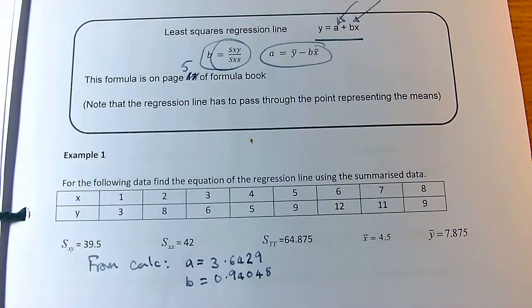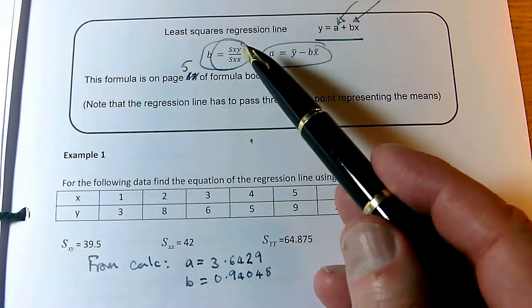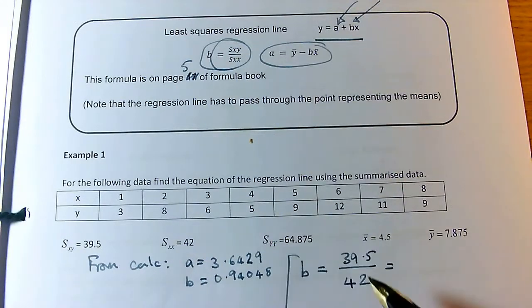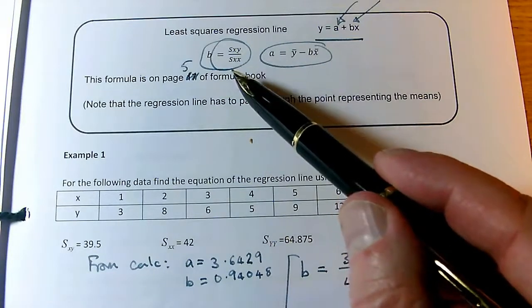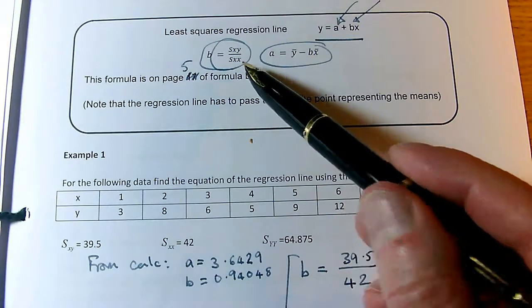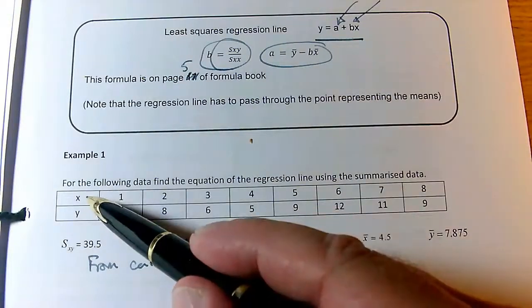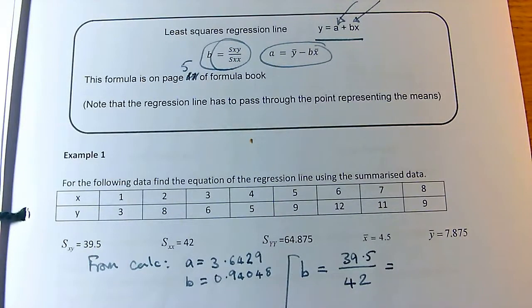That's great, but just supposing they hadn't given me the table of data, but then given me these summary values here instead, then I can find B by doing SXY over SXX. Here it is. Notice that now it is not a symmetrical formula. It matters which way round X and Y are. SXX is on the bottom, because the X data is being used on the x-axis, so that's how I choose that one. That's why it's 42 on the bottom. Do that division, and guess what? You get 0.94048 again.